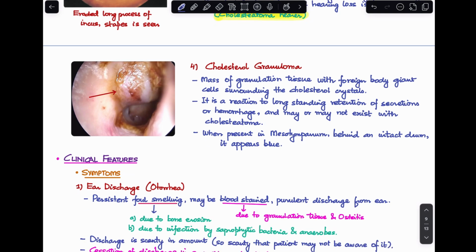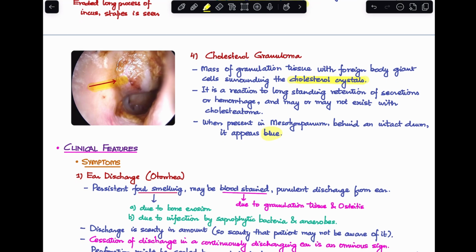Next is the formation of cholesterol granuloma. Now what is cholesterol granuloma? It is basically the formation of granulation tissue with foreign body giant cells surrounding the cholesterol crystals. This happens as a reaction to the long-standing retention of secretions or hemorrhage, and it may or may not coexist with the cholesteatoma. You can see in the image over here, this is the cholesterol granuloma formation. Now when this cholesterol granuloma is present behind an intact tympanic membrane in the mesotympanum, it can appear as a bluish structure.